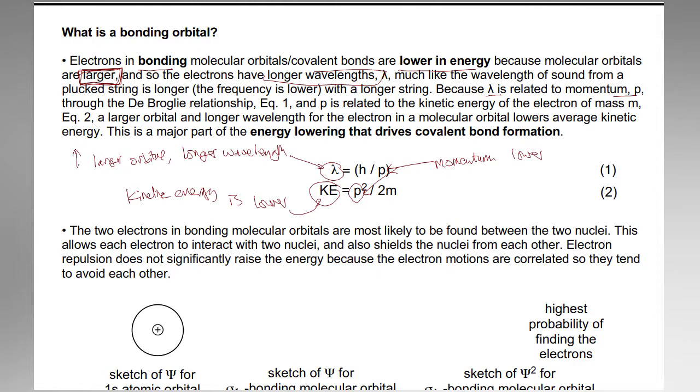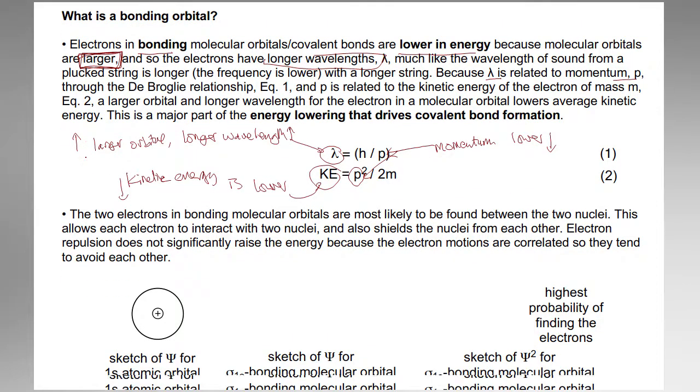So a larger orbital means a longer wavelength, which results in lower momentum, which results in lower kinetic energy. And fundamentally, that's the most important reason why the energy of electrons goes down when they get into a molecular orbital. Larger orbitals, lower kinetic energy.